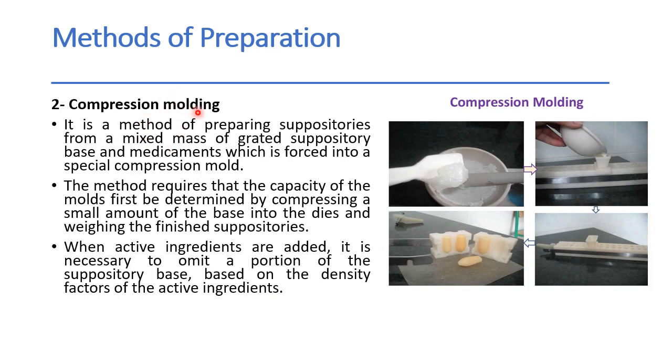The second method of preparing suppository dosage form is by compression molding. In this method, the mass prepared from mixing suppository base with the active ingredients is forced into a special compression mold. The capacity of the molds needs to be determined, and this is done by compressing a small amount of the base into the dies and weighing the finished suppositories. When active ingredients are to be added, it is very important to omit a portion of the suppository base. We're going to discuss this calculation later on.